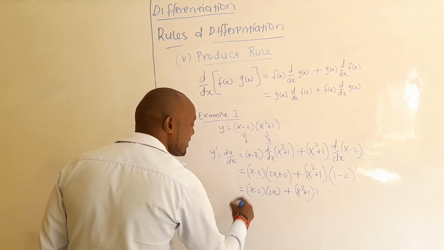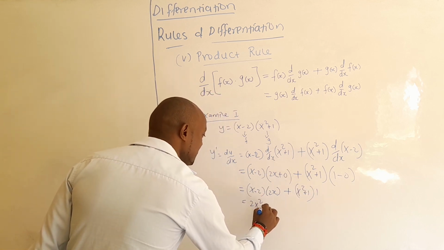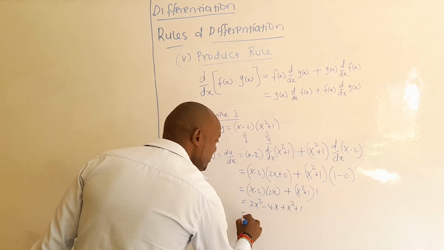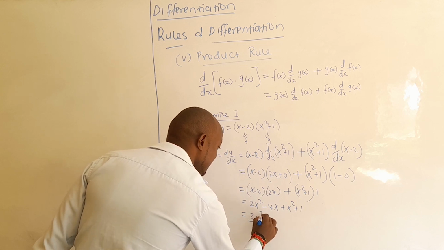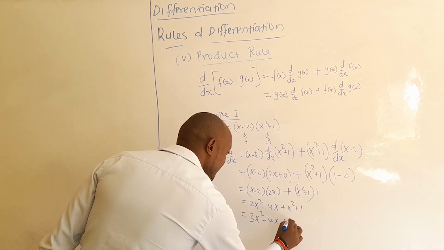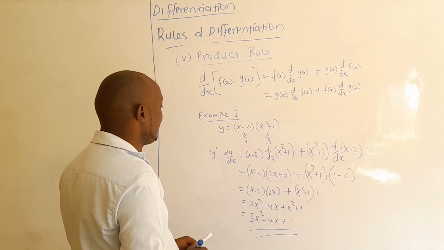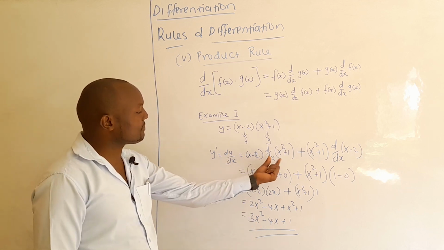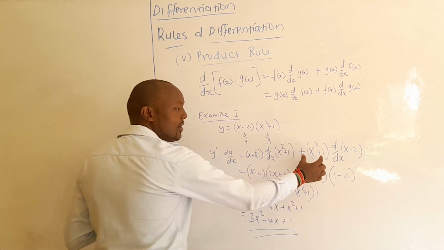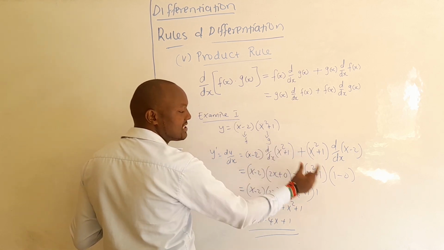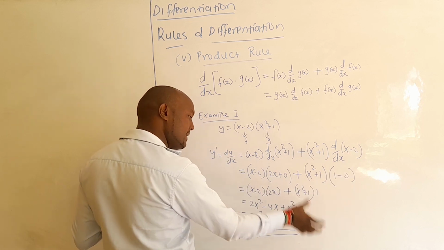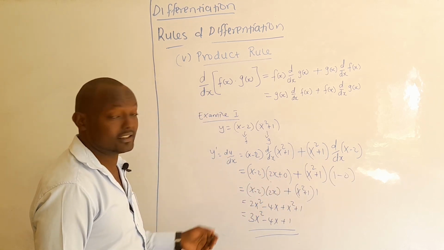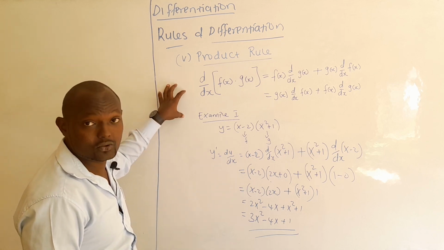So you can simplify this one and get 2x squared minus 4x plus x squared plus 1, which you may simplify further, and you find that the derivative of this one will be this way. So even if you start by assuming this one is constant, you get this one, plus now this one. As you can see, the order won't have any impact when it comes to product rule.